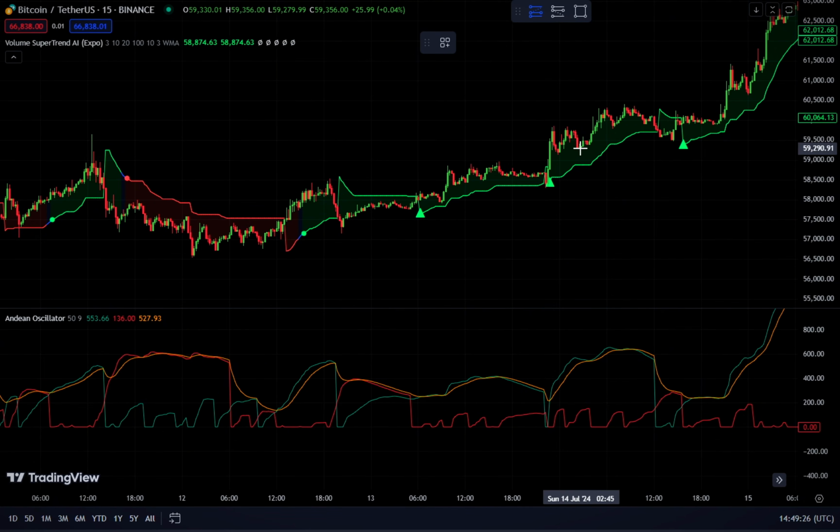How to place a buy order? If the Volume Super Trend AI line is green, it indicates a bullish trend. In this position, your main focus is to find the best buy entry point.